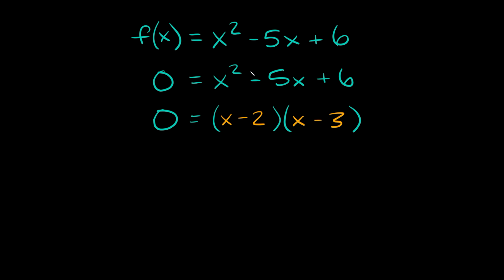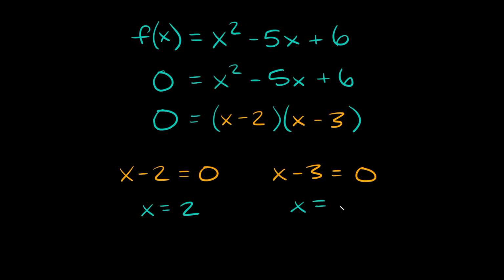Great. Now that we've factored this, you can see we have two factors: x minus 2 and x minus 3. In order to solve for x here, we just have to set each of these factors equal to 0, because everything's equal to 0. So down here, we're going to say x minus 2 is equal to 0, and x minus 3 is equal to 0. Then we can see that for this equation, x must be equal to positive 2, and for this one, x must be equal to positive 3. So we get two solutions, 2 and 3.